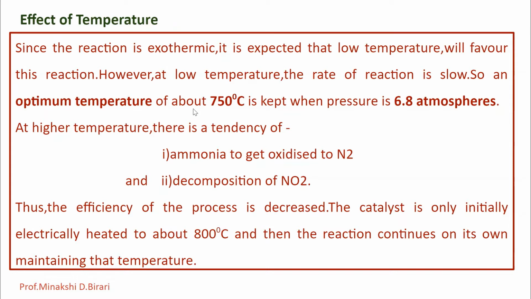So optimum temperature used for this is 750 degrees Celsius, and it is kept when the pressure is 6.8 atmospheres. So the efficiency of the process will be decreased when the higher temperature is applied, and the catalyst is only initially electrically heated to about 800 degrees Celsius, and the reaction continues on its own maintaining that temperature. So for the first step, that is oxidation of NH3 to NO, requires the optimum temperature 750 degrees Celsius and pressure 6.8 atmospheres. Now the second one, that is effect of pressure.